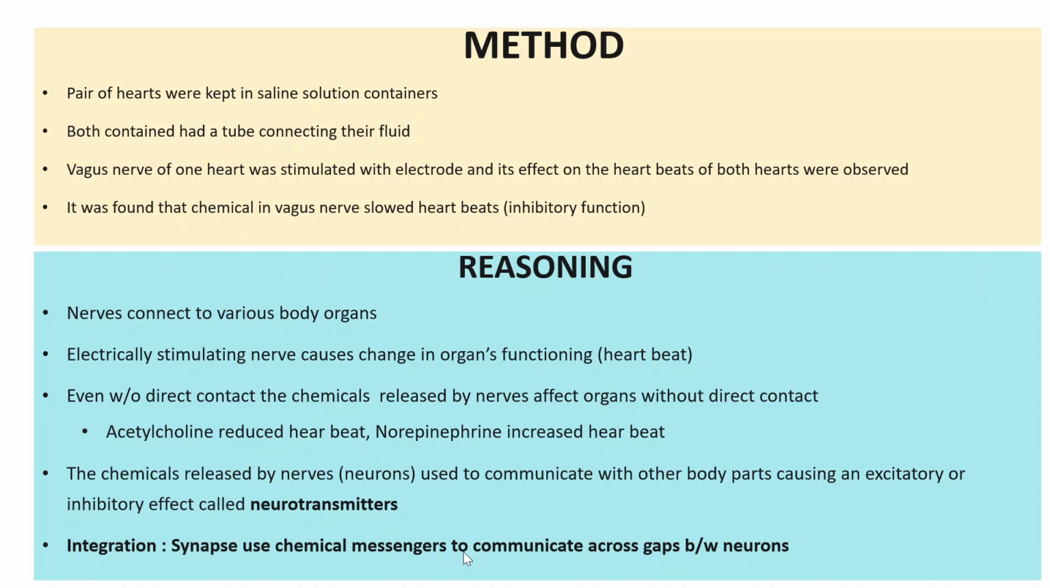And they found out what the chemical in the vagus nerve was that was causing the slowing down of heartbeats. And what did they find out? They found out that it was acetylcholine. So it has an inhibitory function. So their reasoning goes as follows: nerves connect all the body organs to the brain, different body parts, observable anatomically.